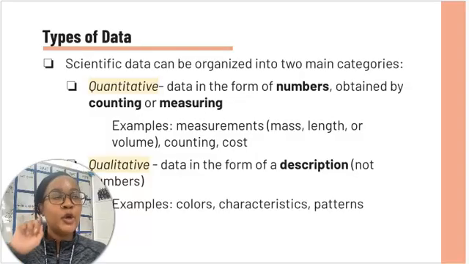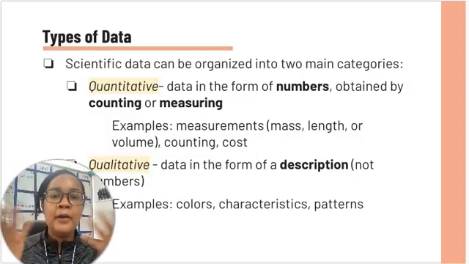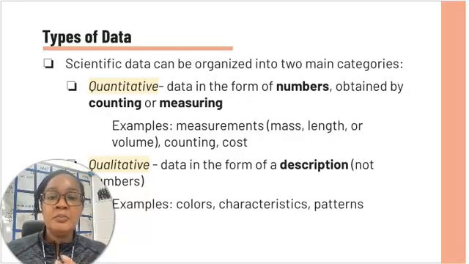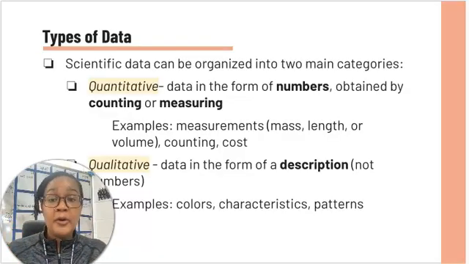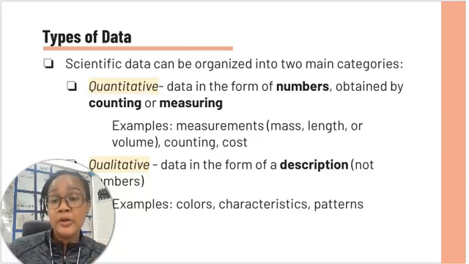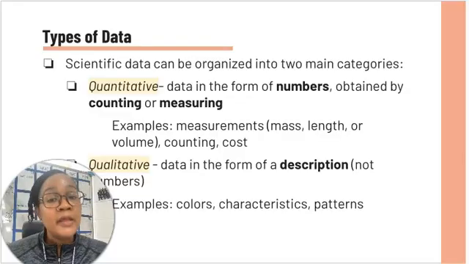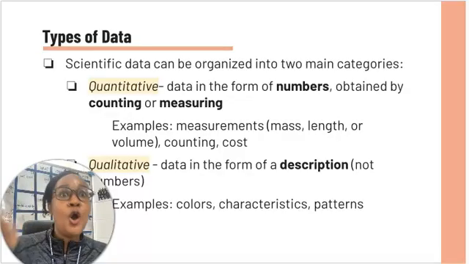If I hear the word quantitative, what I hear sounds like quantity. Quantity or how much. Something that is a number. We can obtain this data by counting or measuring something. So measurements would be the weight, mass, how long or how tall, the volume. All of those would be quantitative data. That also includes counting, like counting how many green leaves or the cost of something.